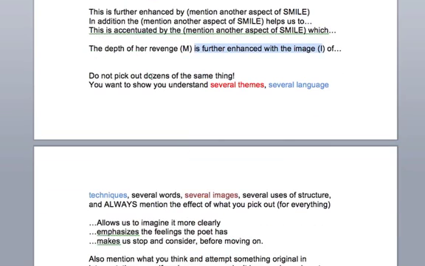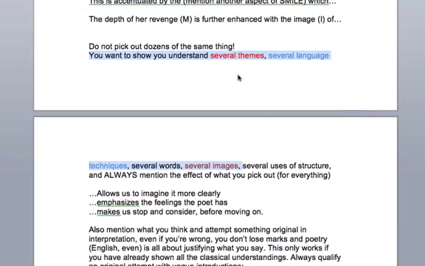Moving on, do not pick out dozens of the same thing. If you've picked out 1 or 2 alliterations, that is it. You don't need to pick out all 7. You want to show that you understand several themes, several language, several words, several images, and several uses of structure.